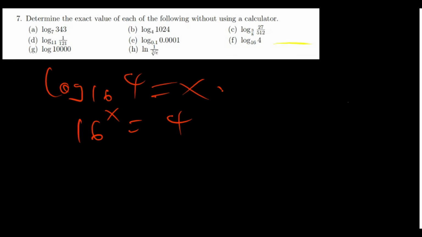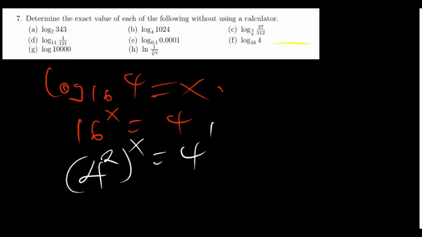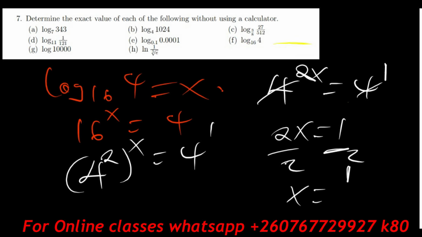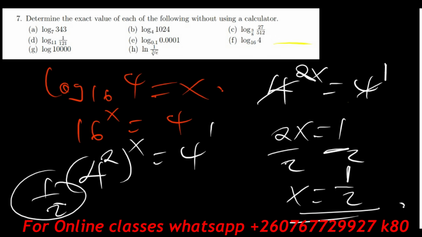Now, we know that 16, to make the bases the same, is going to be 4 raised to the power 2. Then 4 is the same as 4 raised to the power 1. So this is the same as 4 raised to the power 2x is equal to 4 raised to the power 1. The bases are the same, we can cancel them. 2x is equal to 1. Divided by 2, x will be equal to 1 over 2. So in that case, the exact value is 1 over 2. As simple as that.